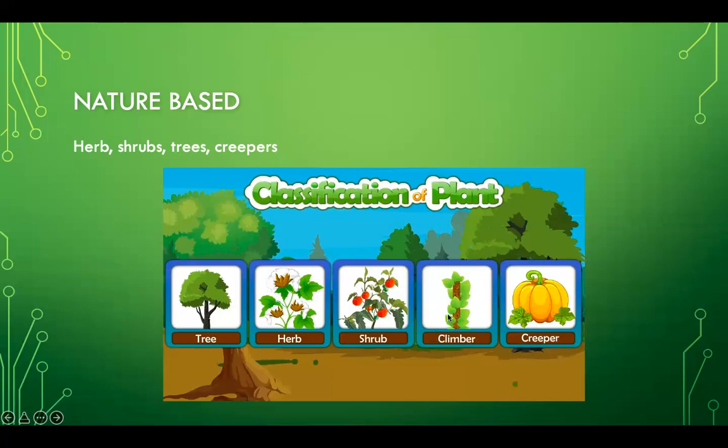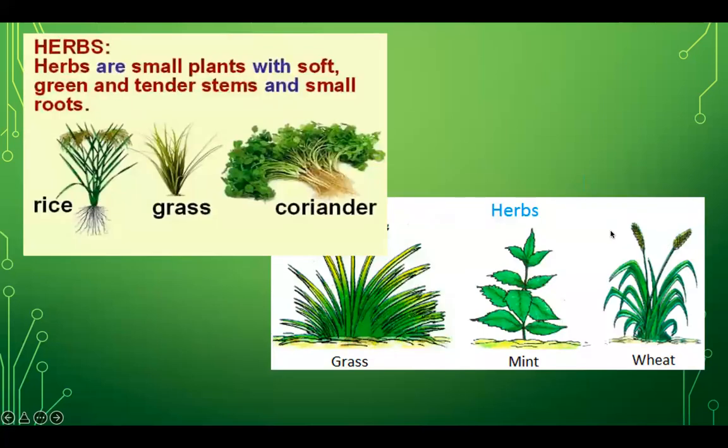But when producing its fruits or vegetables, it is not much effective, right? So that's the reason. You can see these herbs. We have given examples, but I didn't show you images. So here are some images of that. Herbs basically have a very soft stem, you can see coriander, rice, grass, mint, wheat. These have soft stems, and these are small plants with soft, green, tender stems and small roots.